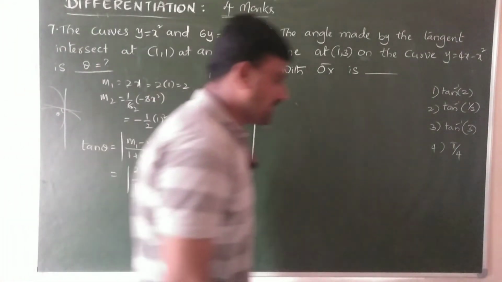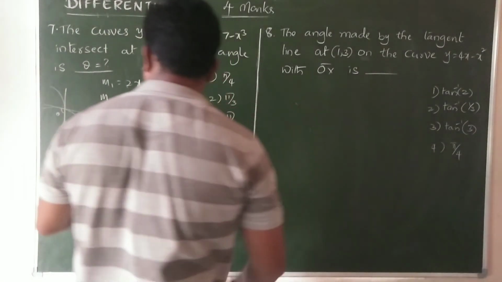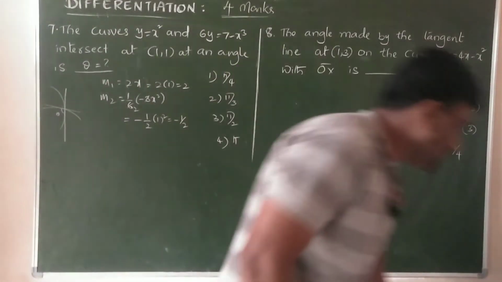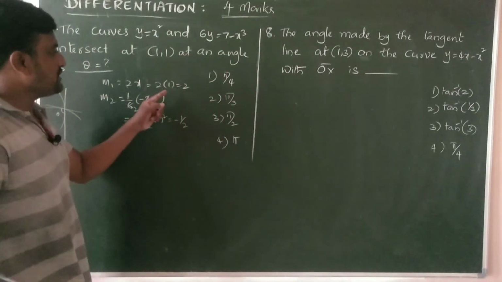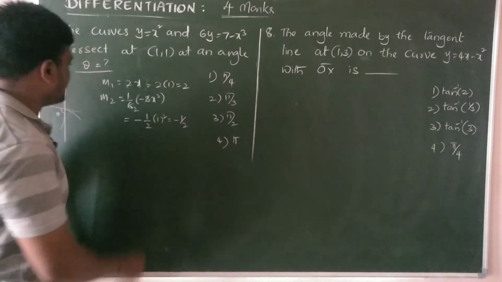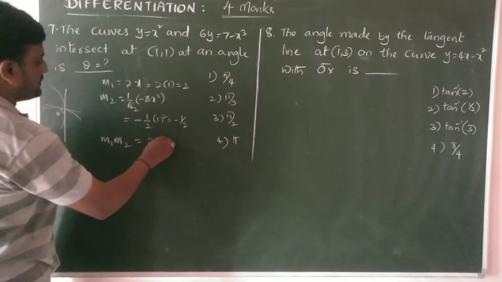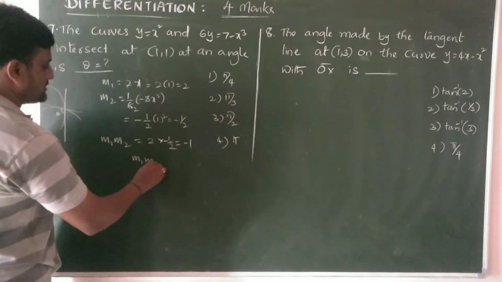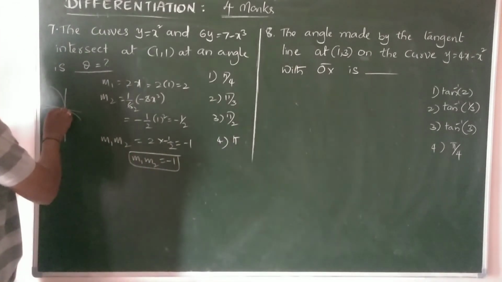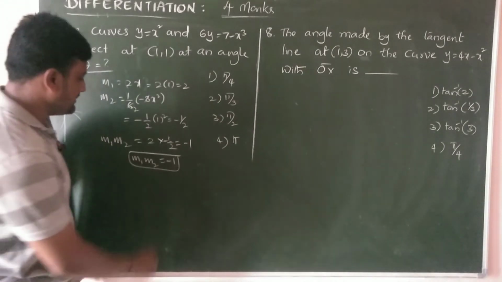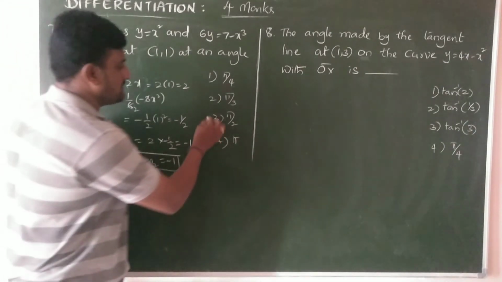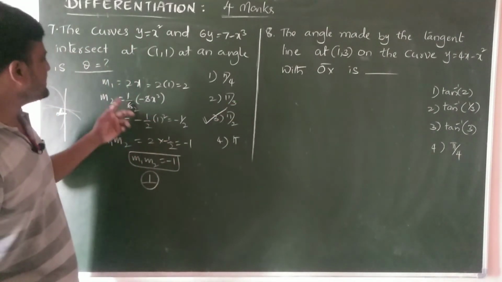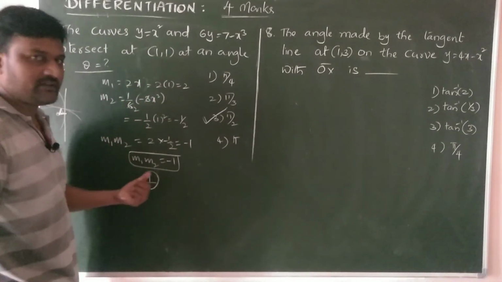Clearly, we don't need to take the formula. Observe here, the two slopes are 2 and minus 1 by 2. Observe, m1 m2 is 2 into minus 1 by 2, which equals minus 1. So m1 m2 equals minus 1, then these are perpendicular to each other. So that is option 3, pi by 2, 90 degrees. Observe here m1 and m2, no need to take the formula.